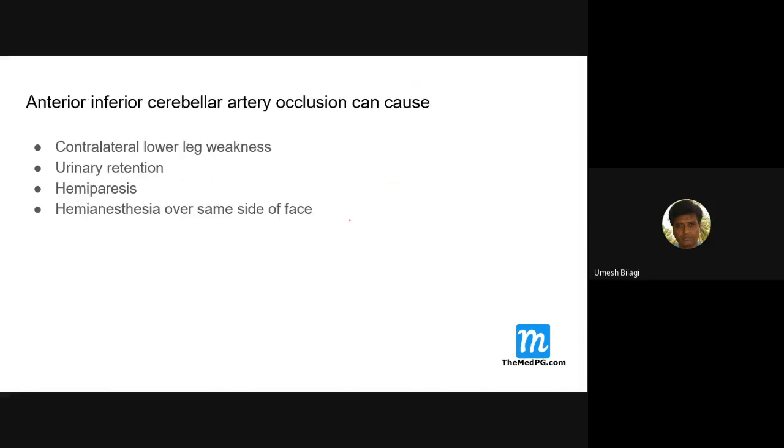We'll come to this artery, the anterior inferior cerebellar artery. I discussed this. Occlusion can cause what? Contralateral lower leg weakness, urinary retention, hemiparesis, hemianesthesia over the same side of the face.